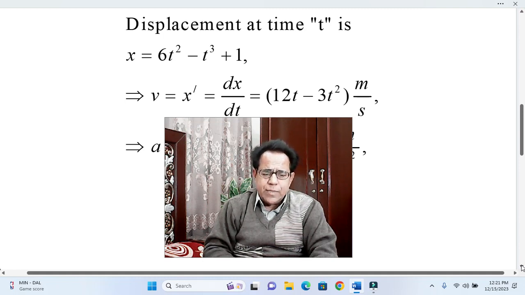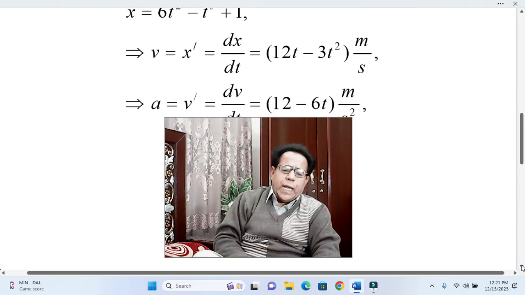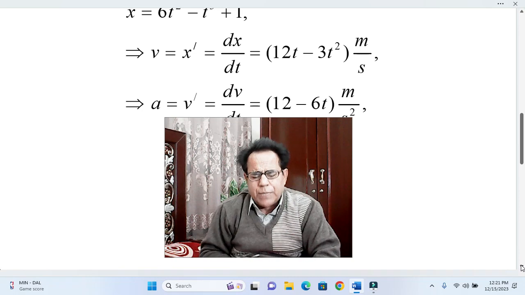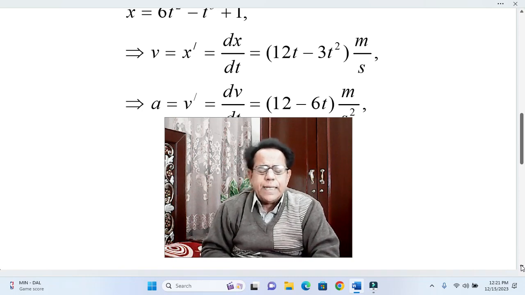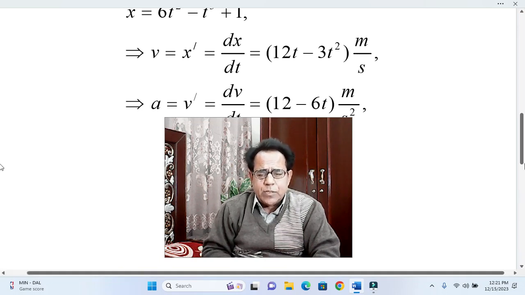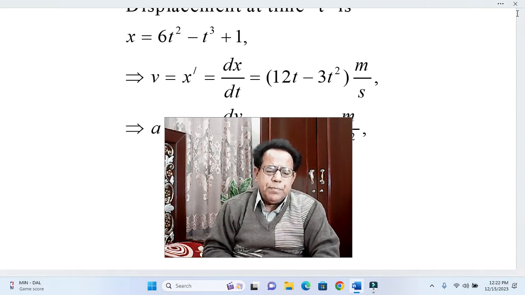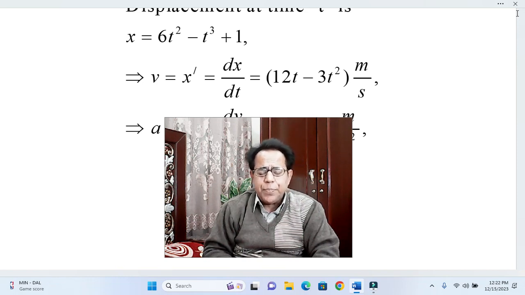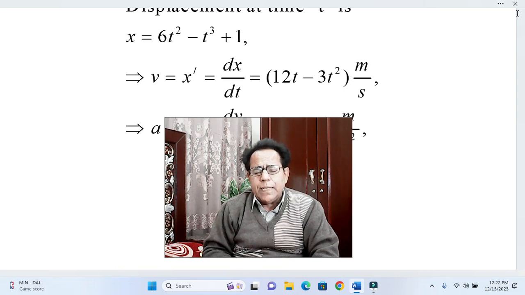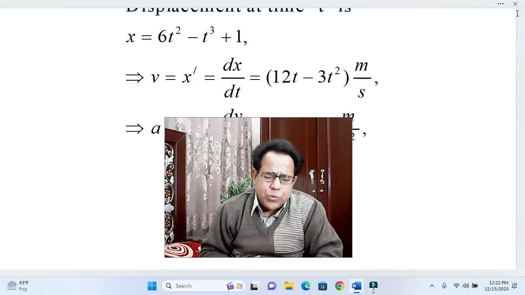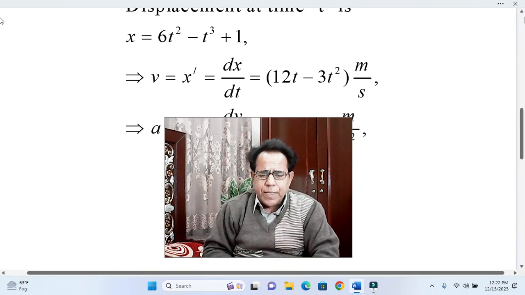x is equal to this, then v will be equal to x dash, because the first derivative is sometimes denoted by dash and the second derivative by double dash. v equal to x dash equal to dx by dt is equal to, here 6t squared means 12t, because 2 will be multiplied with 6 and the power of t will be reduced by 1, hence 12t minus t raised to the power 3. 3 will be multiplied with t cube while its power will be reduced by 1, minus 3t squared meter per second.